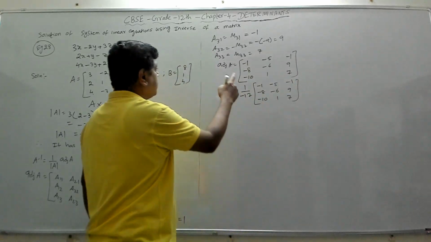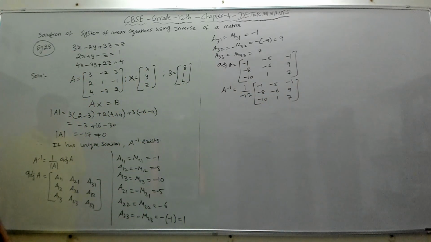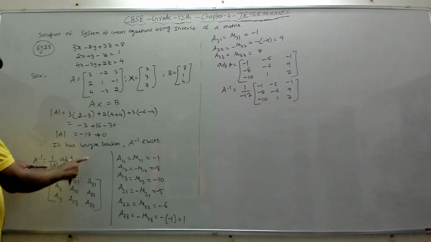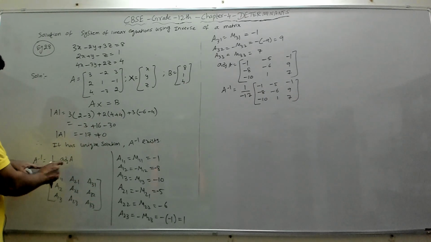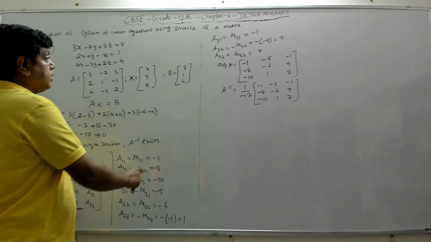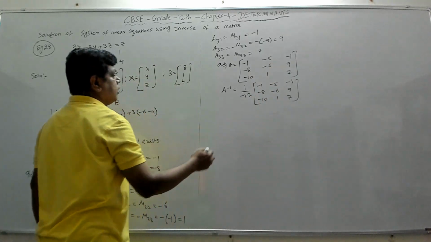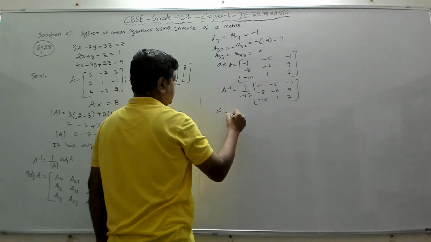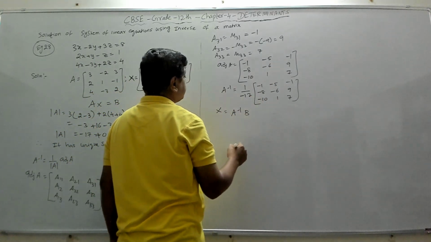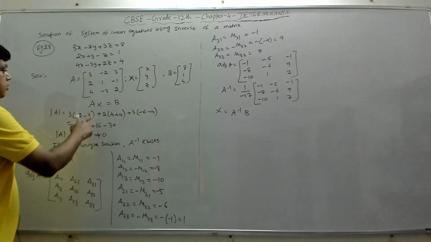So this is your A inverse. A inverse is 1 by determinant of A. 1 by determinant of A is 1 by minus 17, into adjoint of A. Adjoint of A is this matrix. Now let's find what X is. X is A inverse B. Right? X is A inverse B.